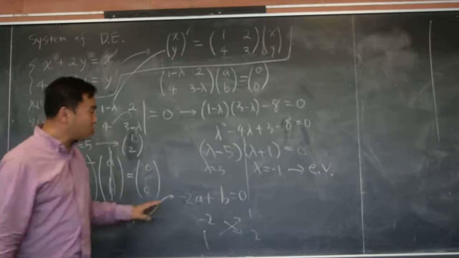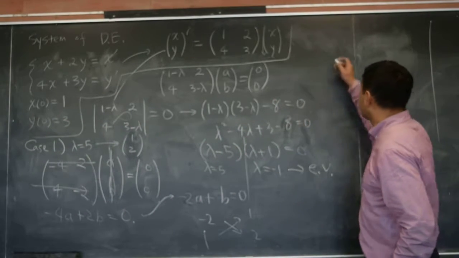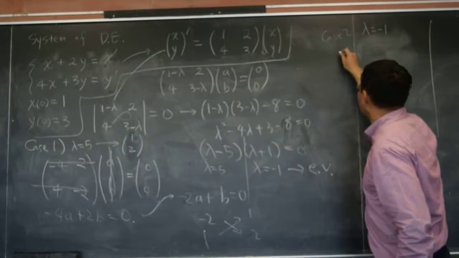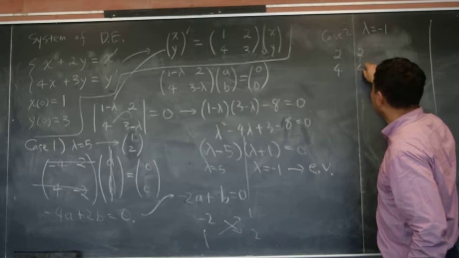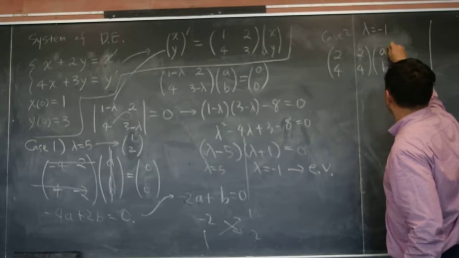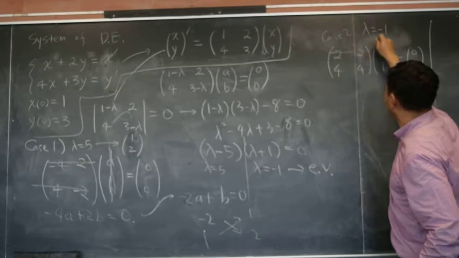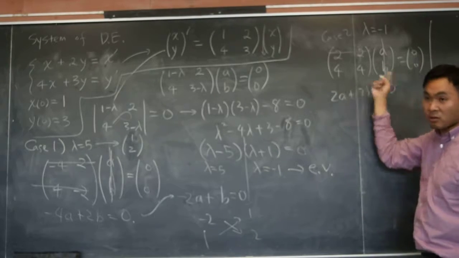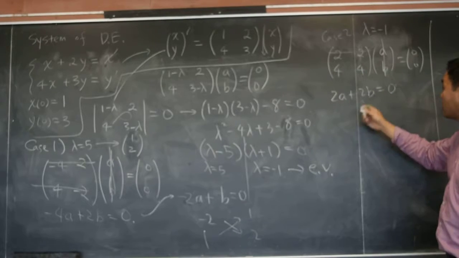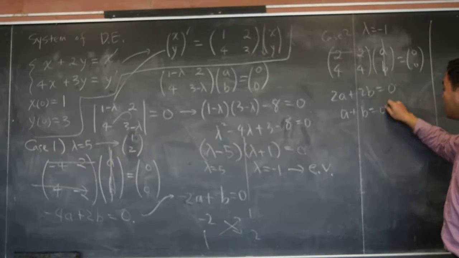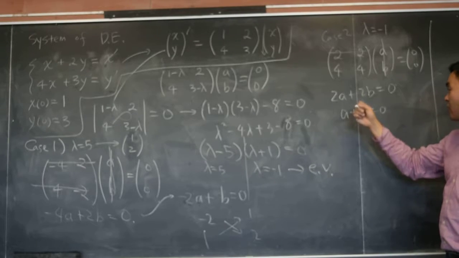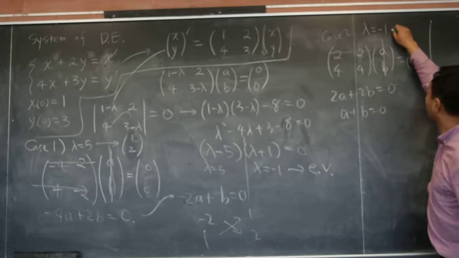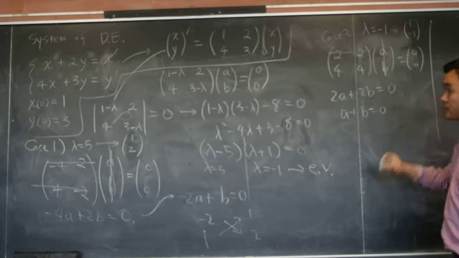Okay? Now let's try to find one for lambda equal to negative 1, case 2. Lambda equal to negative 1. You plug it back in here. You get 2, 2, 4, 4. Again, if you do a cross down, you do 2a plus 2b equal to 0, and this will be the same as the one down here. So you have a plus b equal to 0. And in that case, I guess if I say a is 1 and b is negative 1, that's the solution, right? So for this one, I get 1 and negative 1.